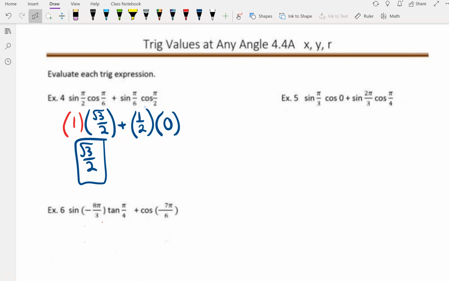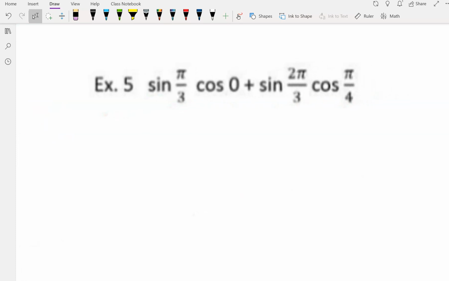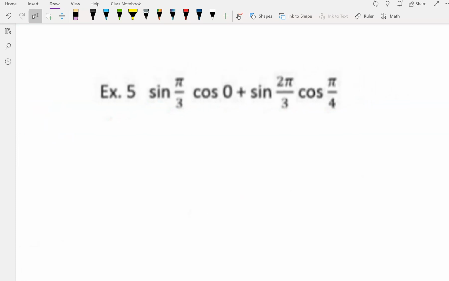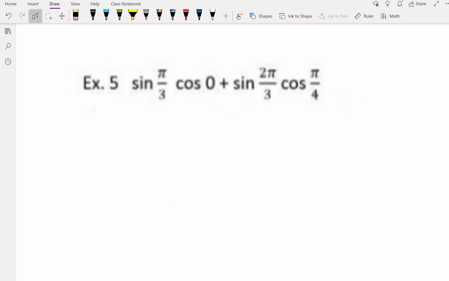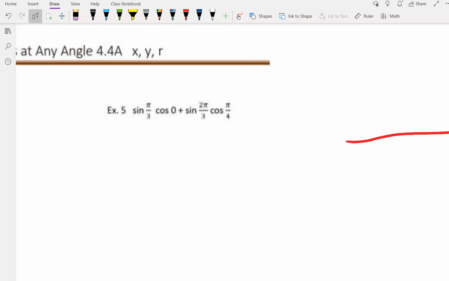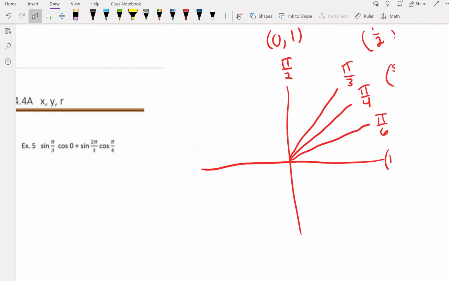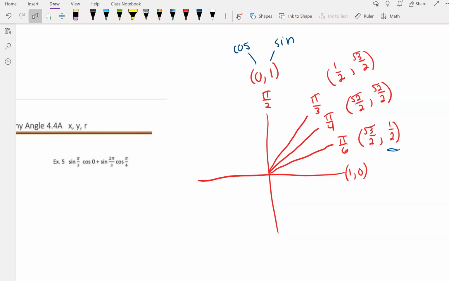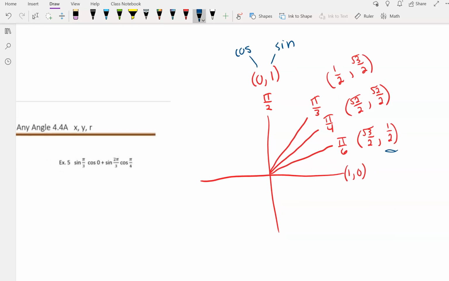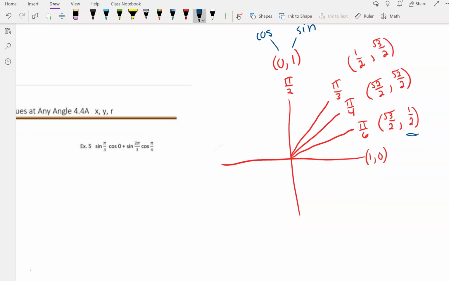All right, the next one, same idea. You should have these memorized. If you don't, you can look back to your unit circle. I'm very visual, so I like looking at my unit circle, but a lot of these should be memorized. So sine pi over 3. So refer to the unit circle if you don't remember. Pi over 3, right here. And sine is the y-coordinate. So root 3 over 2.